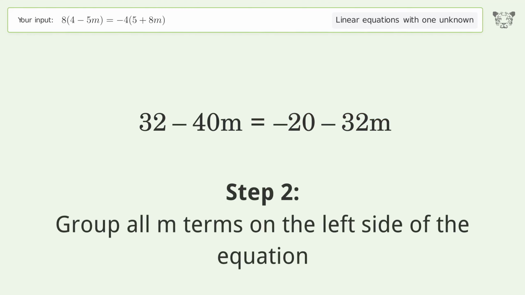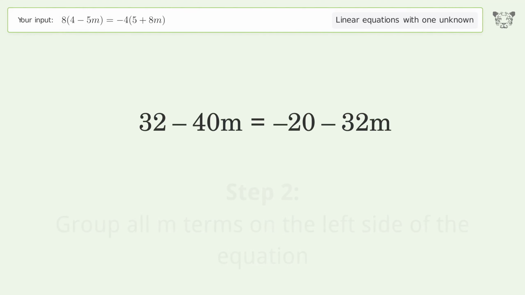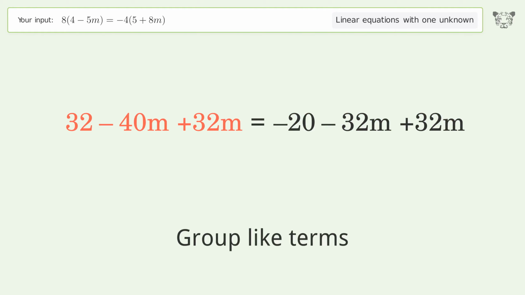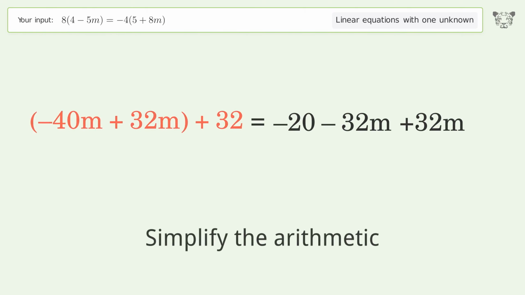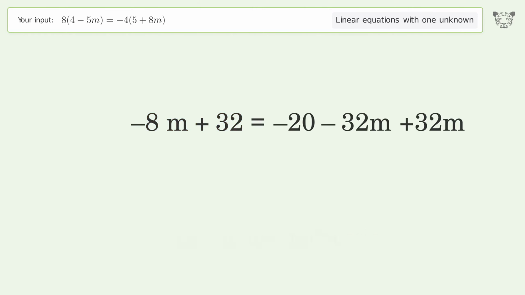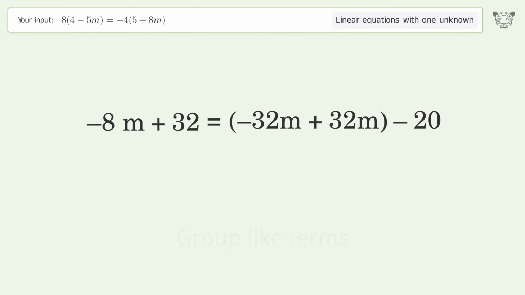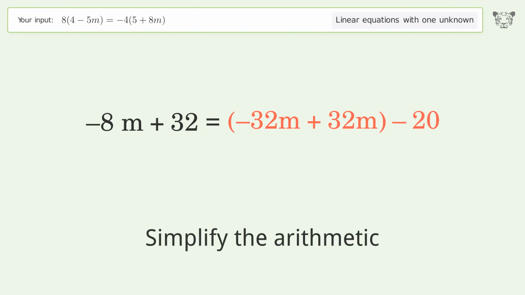Group all m terms on the left side of the equation. Add 32m to both sides. Group like terms. Simplify the arithmetic. Group like terms. Simplify the arithmetic.